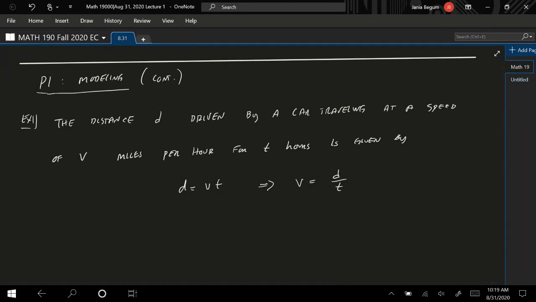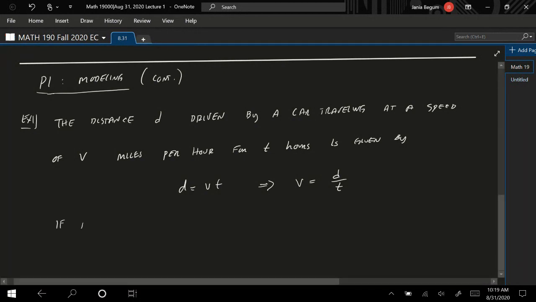So using this formula, if a car is driven 70 miles per hour for 3.5 hours, how far has it traveled?